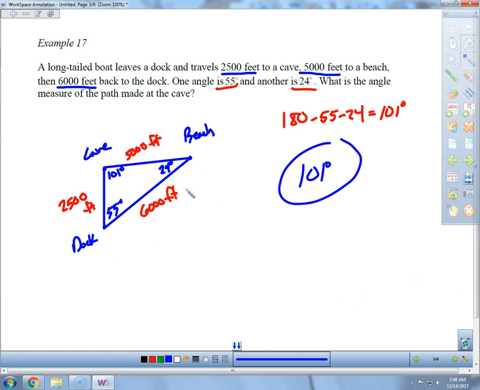So again, the relationship between the sides helped us figure out the relationship between the angles. The side was the longest. That's got to be the biggest angle. This side's the shortest. That has to be the smallest angle. So just like that, we're able to figure out what the angle at the cave is.